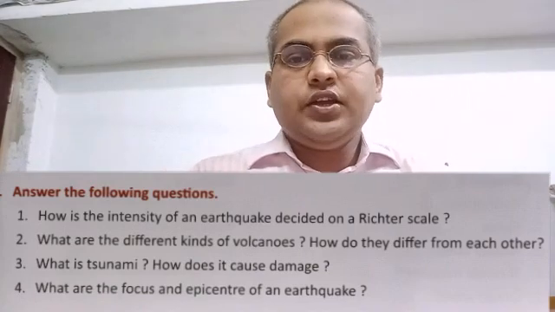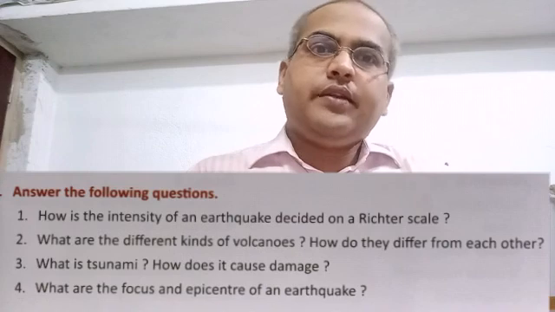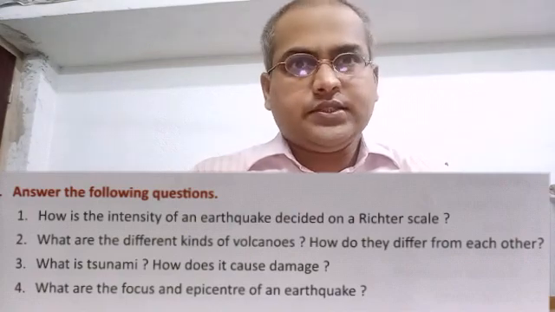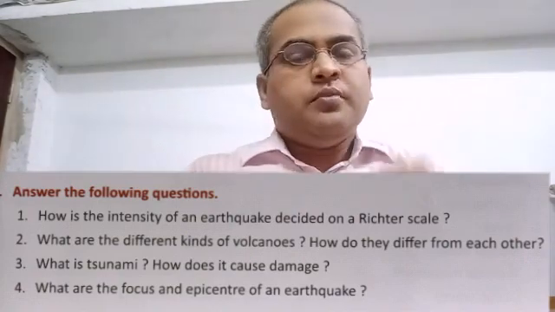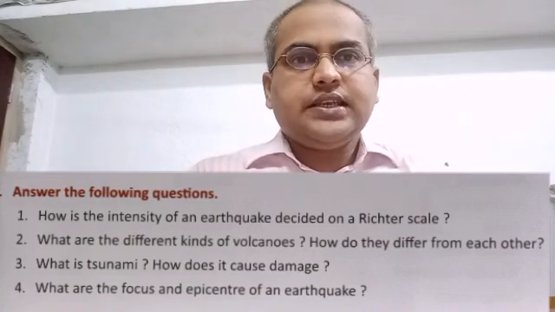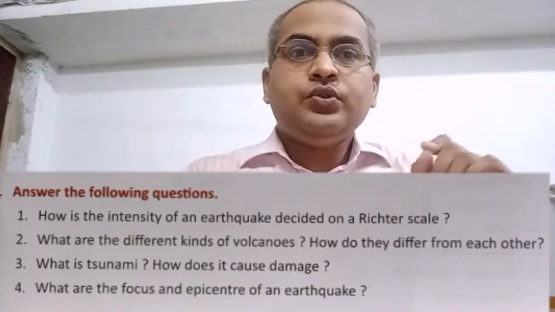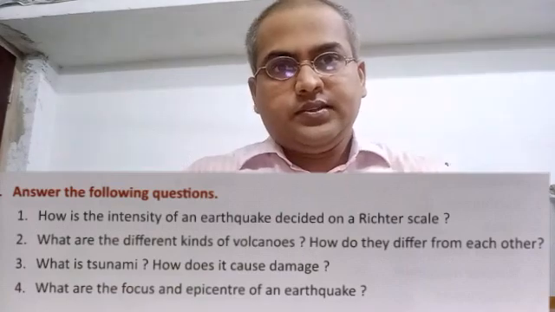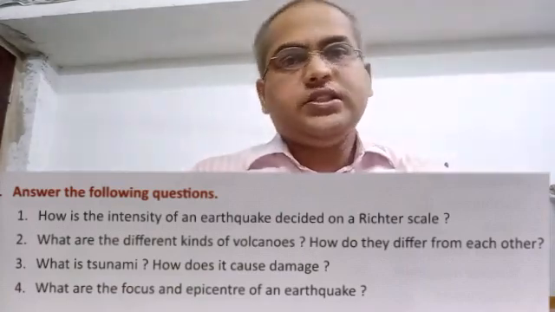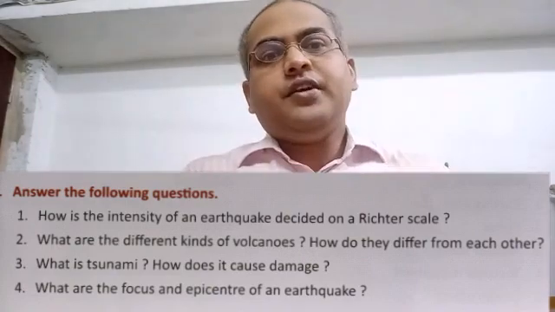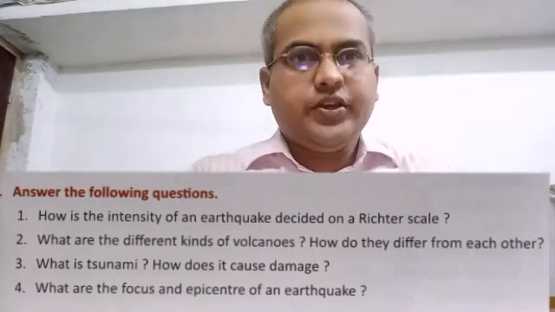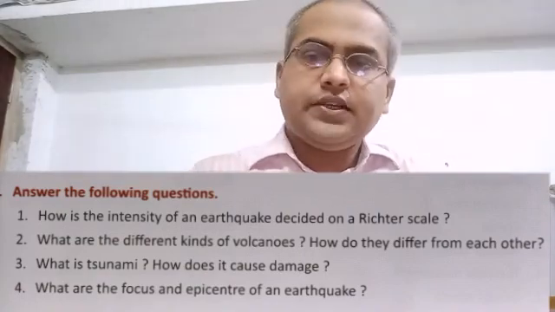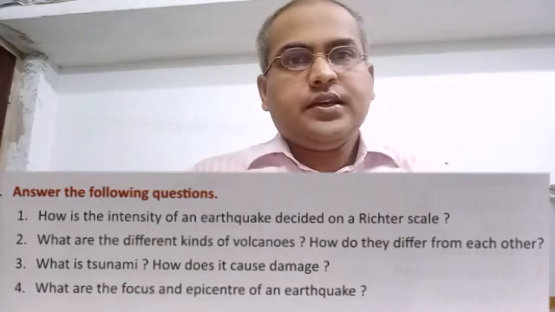Question number 1. How is the intensity of an earthquake decided on a Richter scale? The answer: the numbers on the Richter scale range from 1 to 10. Earthquakes below 6 are considered mild or moderate, and above 6 are considered severe. This is how we measure the magnitude or intensity of an earthquake on the Richter scale.